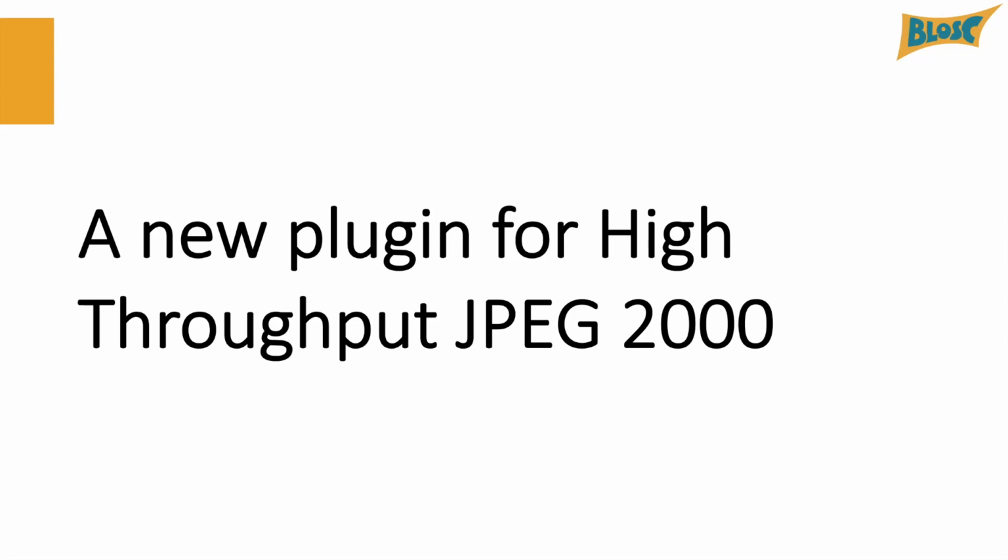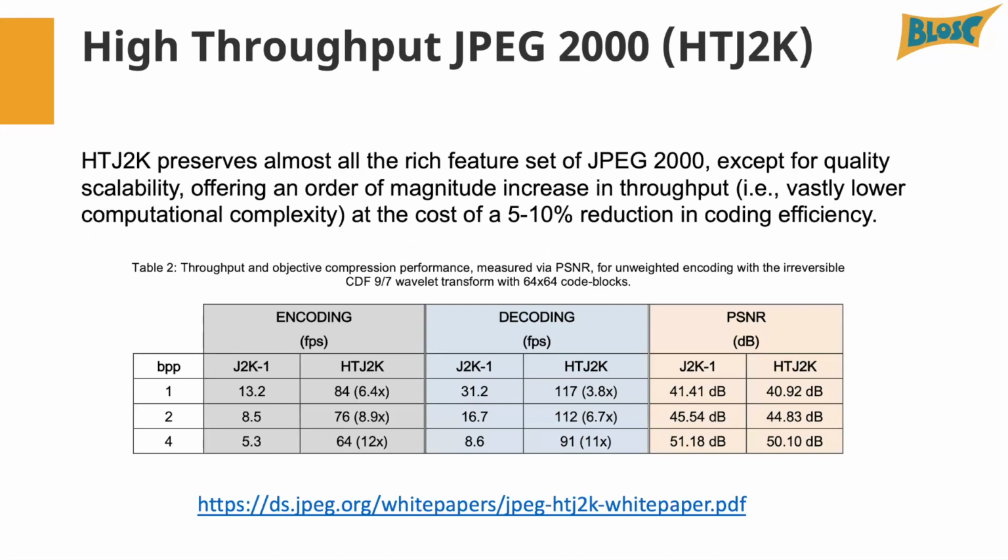And then let me say a few words about the new plugin for high throughput JPEG 2000. So high throughput JPEG 2000 is a new proposal that preserves almost all the rich features of JPEG 2000, except for quality scalability, for example, maybe. So we can see that here for encoding and for decoding.